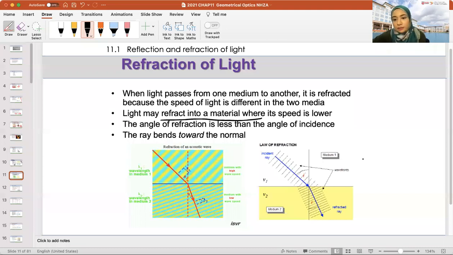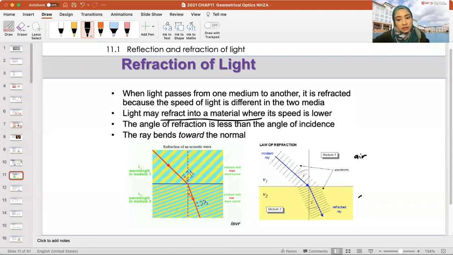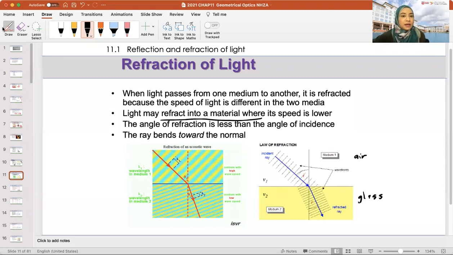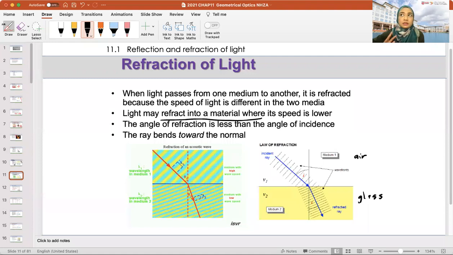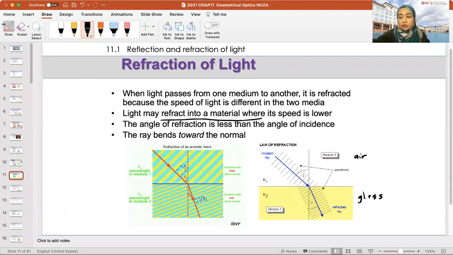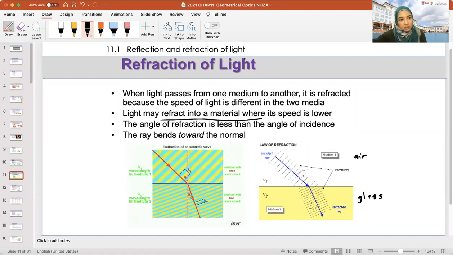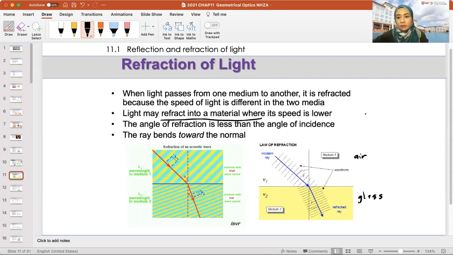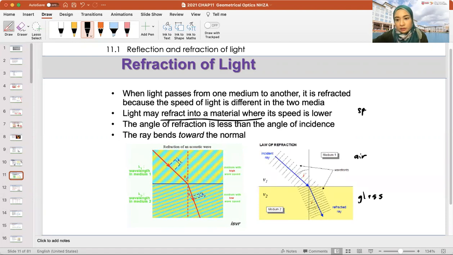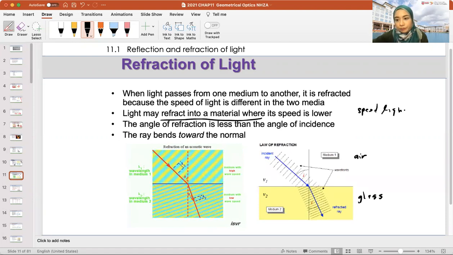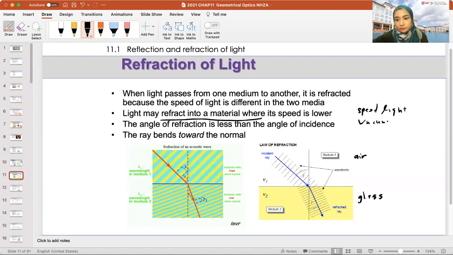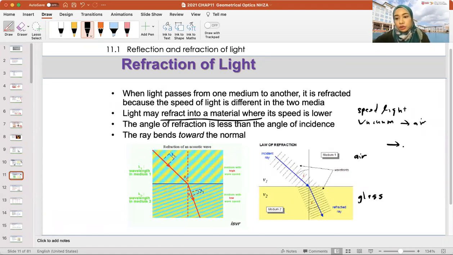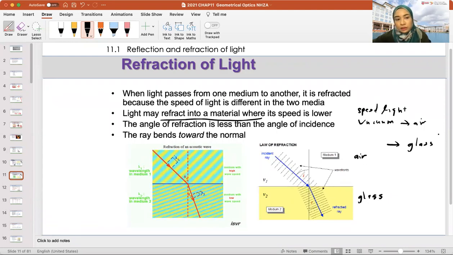So typically we will talk about air and glass, and we know that the speed of light is the fastest in vacuum. This gives you an idea that when it travels through something higher in density, such as glass, it will travel slower. So the speed of light is the fastest in vacuum, then in air, and then in whatever medium, for example glass. So the order is like this.